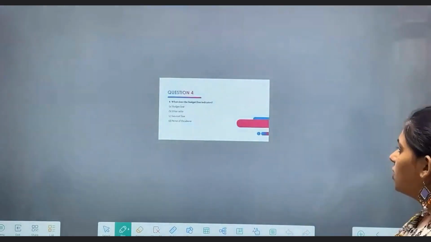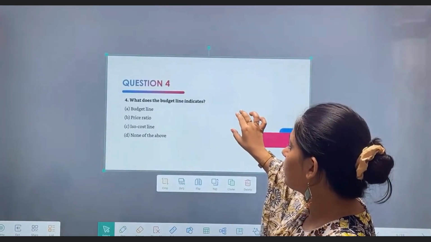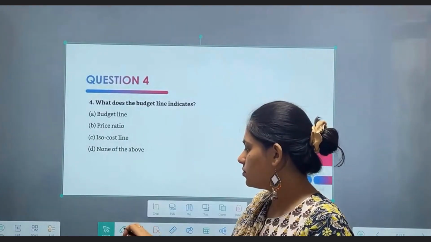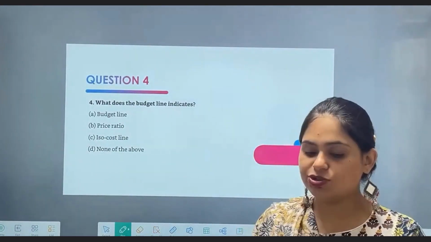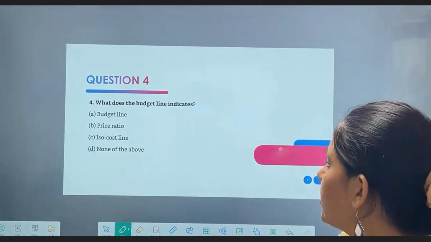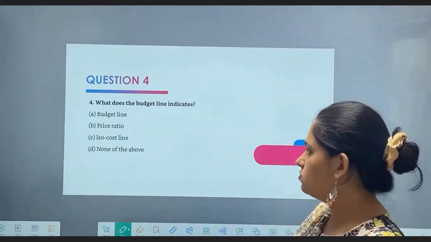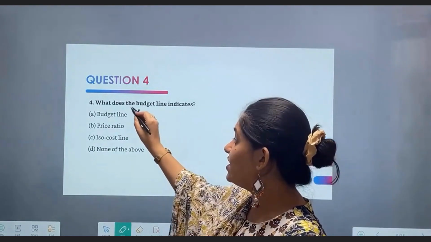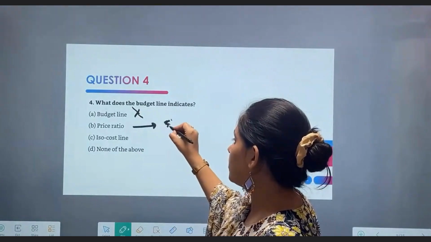Come to the fourth question, a pretty easy question. What does the budget line indicate? And here I want to ask you one more question. You answer this. What does the budget line indicate? Does it indicate the budget line? No. Does it indicate the price ratio? In a way, yes. That's the slope of the budget line.